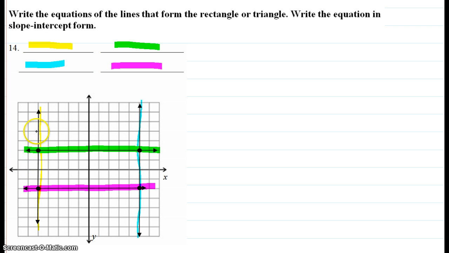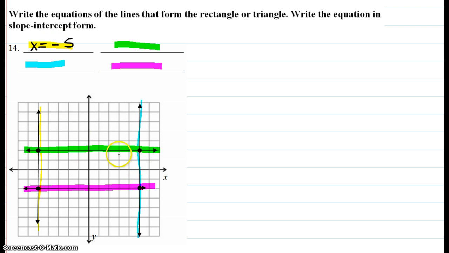Does it touch the y-axis? So is it touching this at all? No, it only touches the x. So that tells us it's going to be x equals. Now where does it touch the x-axis? So here's 0. So when you go to the left, you get negative numbers. So 1, 2, 3, 4, 5. So it touches at -5. So the yellow line is x equals -5.